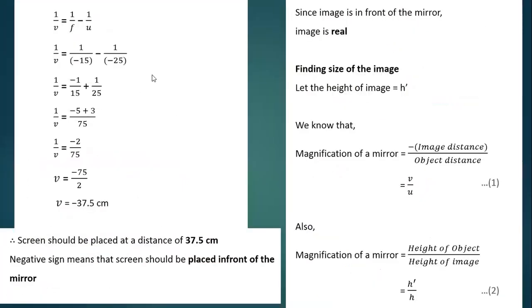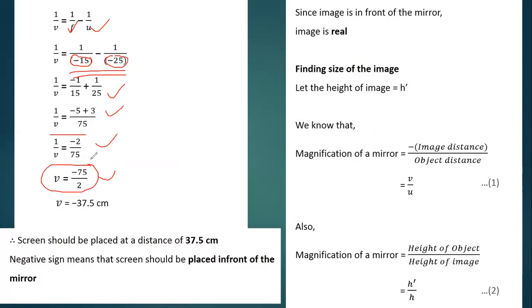So 1 by v is equal to 1 by f minus 1 by u, this is the formula we write. Now start substituting. What do we substitute? We substitute what we know from the question. Focal length is 15 centimeters, so it is minus 15, and the object distance is minus 25. I am placing these two here, replacing the letters. After replacing, I'll start solving it step by step like this and I'll get a value for v.